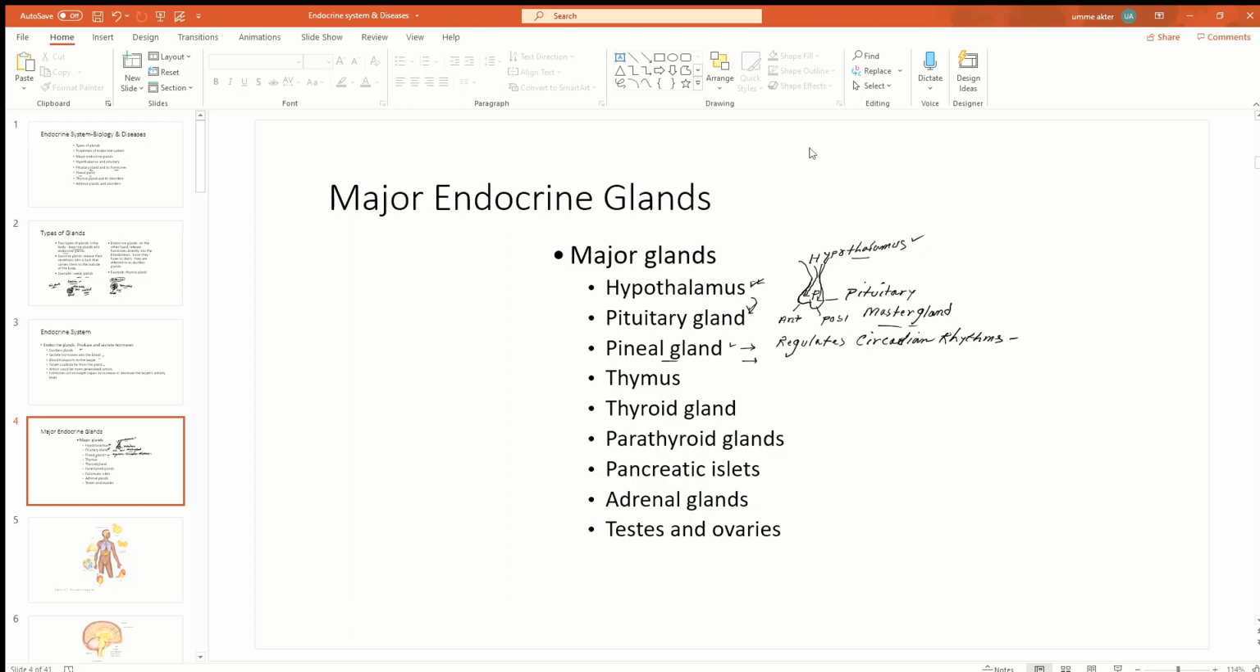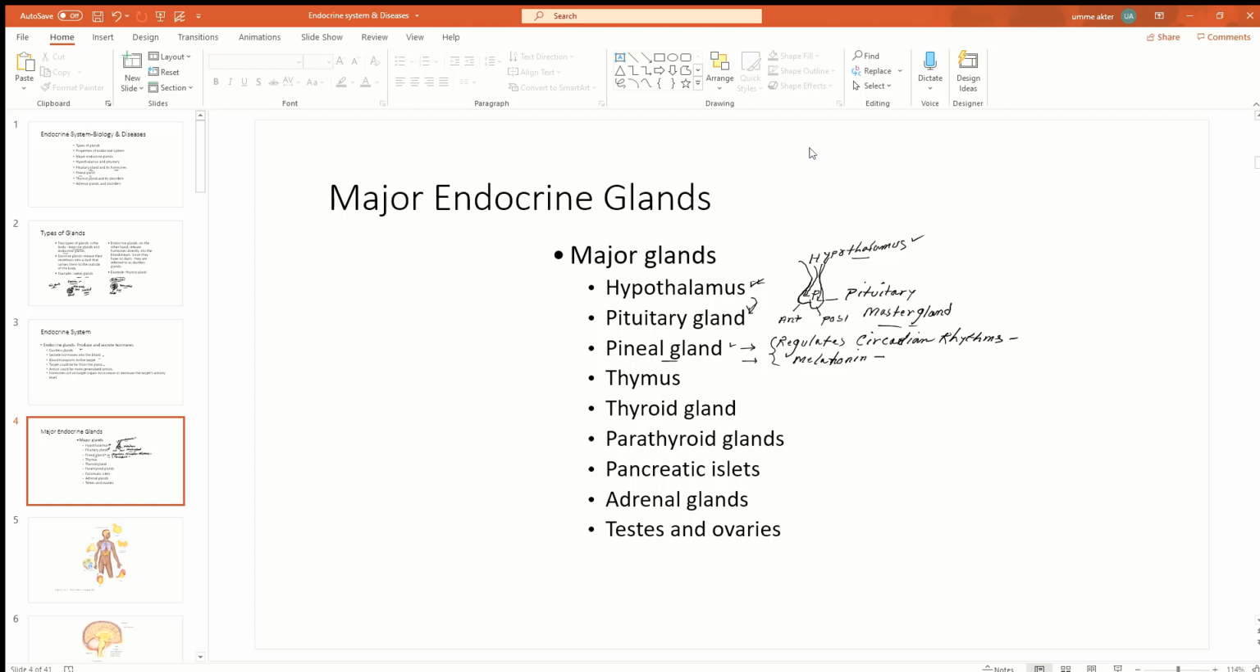Pineal gland also secretes a chemical that is called melatonin. Probably you have heard it. This chemical is used as sleeping medicine too, melatonin. Okay, so these are two important functions of the pineal gland.